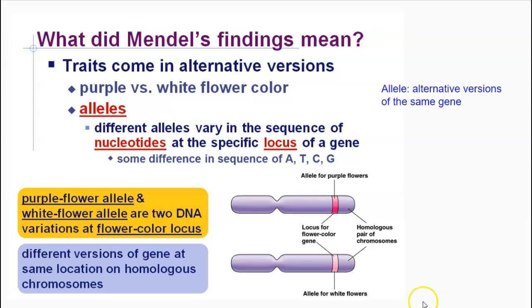Remember back, here's a chromosome. A gene is just a segment of a chromosome that codes for a thing. So this is the gene that codes for flower color, and this is the gene that codes for flower color. And there's a purple allele and a white allele. Basically the only difference between purple and white is the exact sequence of our DNA, our A's, T's, C's, and G's. You put them in one sequence, it becomes purple. You put them in a different sequence, it becomes white.